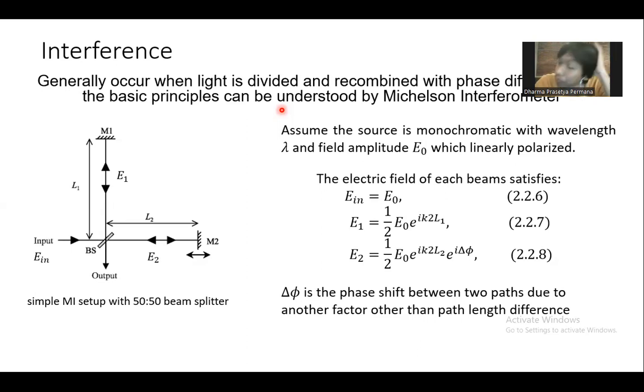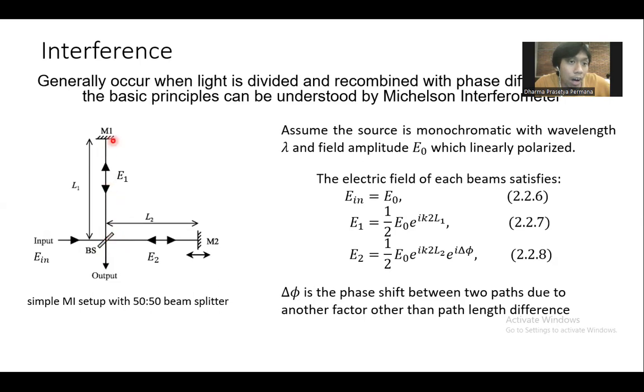There are many kinds of interference experiments, and the most famous one is the Young double slit experiment. But here in the book, they use the Michelson interferometer setup. This is the simple Michelson interferometer setup, which uses the 50-50 beam splitter here. When we have a source of light, the beam from the source will be incident on the beam splitter, and this beam splitter will split the light into two beams.